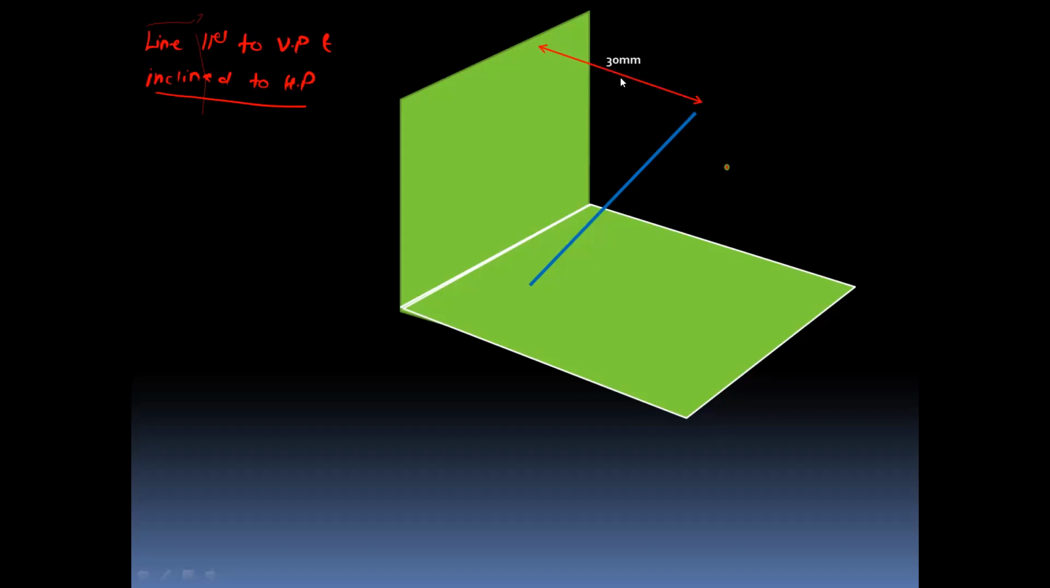So here the position specified for this line is parallel to VP and it is at a distance of 30 mm with respect to VP. The first point or one end of the line is 20 mm above the HP. So this is the distance with respect to the horizontal plane. And the line is inclined to HP by 30 degrees. So these dimensions will completely define the position of that line in the first quadrant.